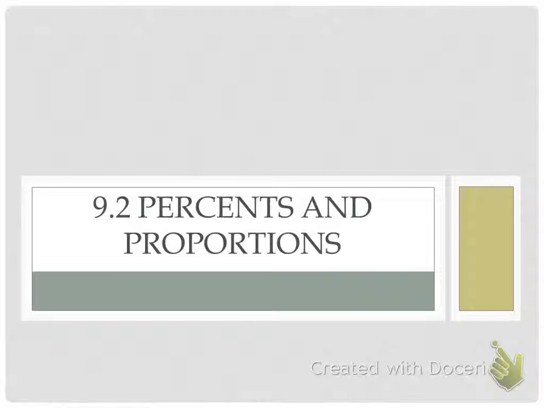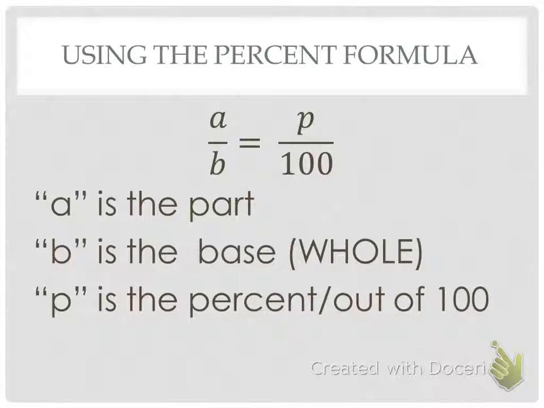All right, we're in section 9.2, percents and proportions. The first thing we need to know is our percent proportion formula. Hopefully you've already written it down. A over B equals P over 100.